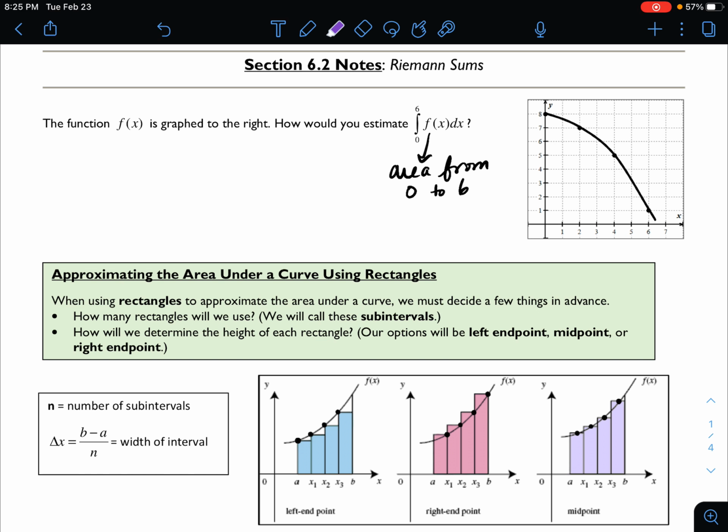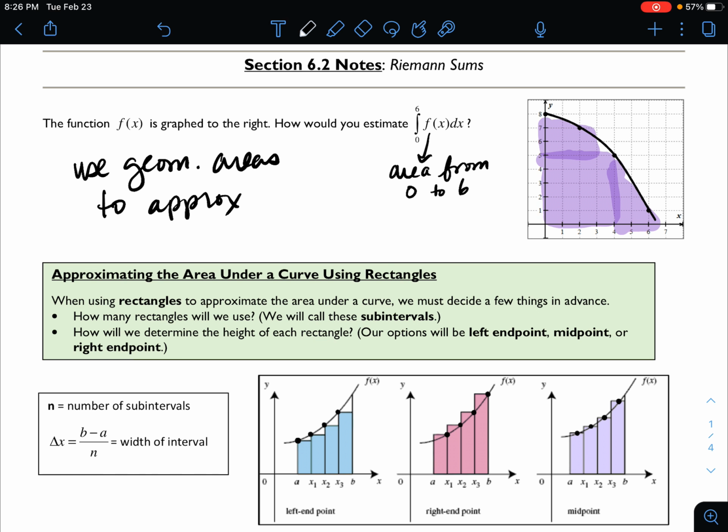And so you might start by looking at rectangles, like, oh, I could take a big chunk here. That would give me some area. Then I could add another rectangle here, maybe a triangle over here, and just use geometric areas to approximate. But I'm willing to bet that you actually started with rectangles. And so what we want to do is try to find an ordered, structured way to estimate the area under a curve. And so what we're going to do is use rectangles of equal width.